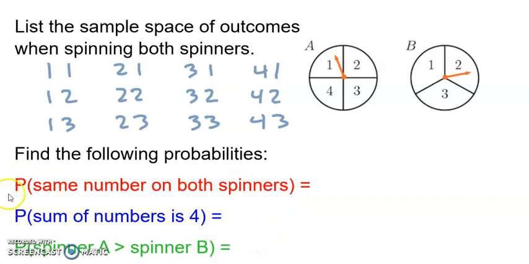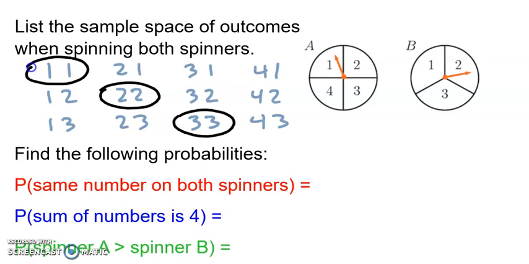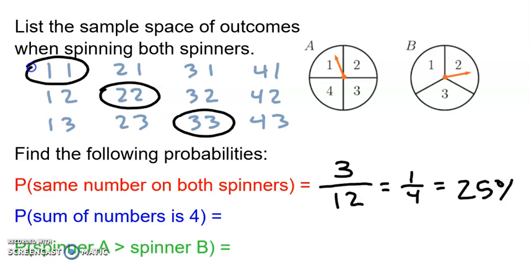So first one, what's the probability that we get the same number on both spinners? Well, I take a look at my sample space, and I've got 1 and 1, 2 and 2, 3 and 3. And there's no 4 and 4 because there's no 4 on spinner B. So I have a total of 3 different ways that my event can occur. And I have a total of 12 outcomes in my sample space. So I could simplify that to 1 over 4. That would give me a decimal of 0.25 or 25%.